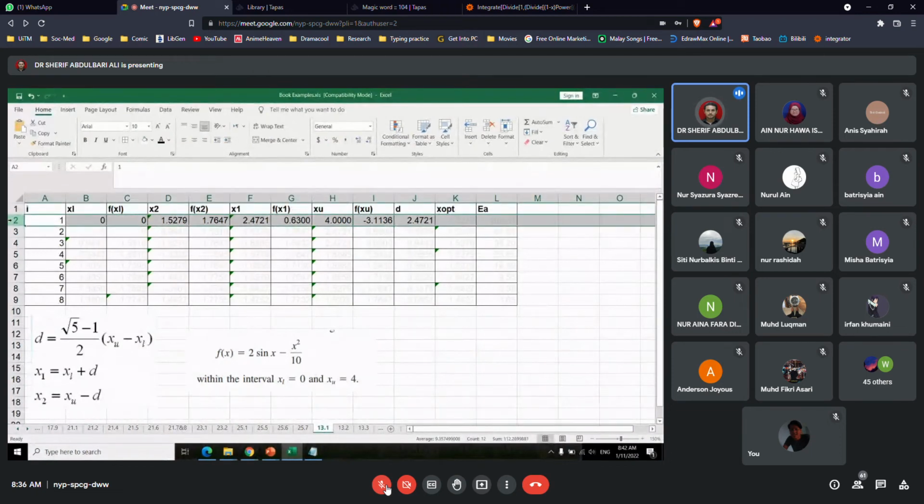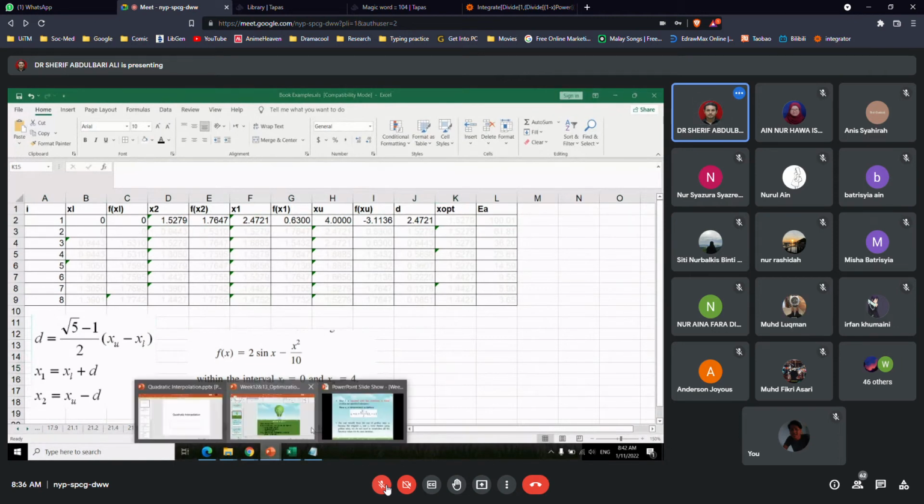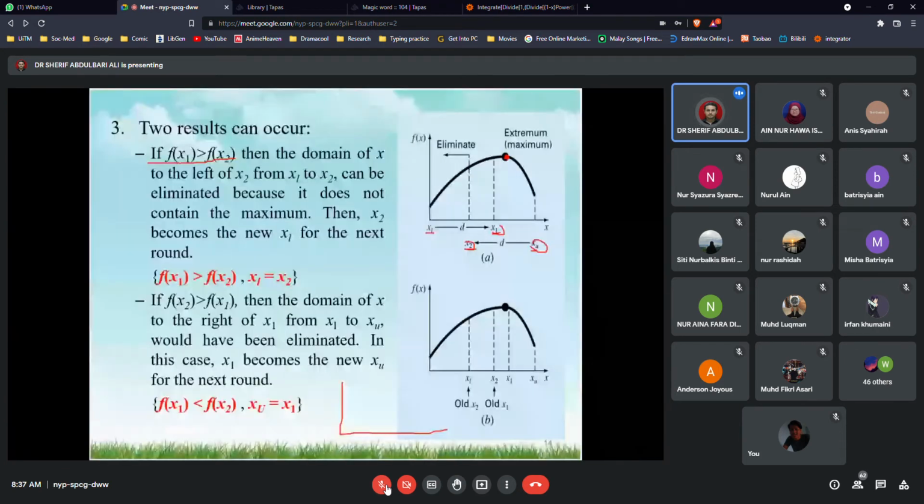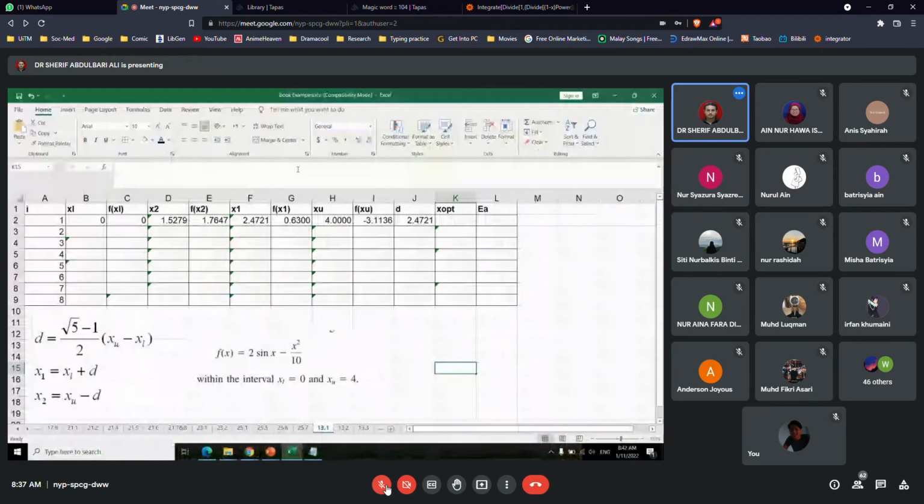Okay, so now what are we looking for? Iteration number one is already done, finished. So now how will I go for the next iteration? For the next iteration, I need to look at these values here. As I told you, it depends on whether the function of x1 is greater or less than the function of x2. In my case here, function of x2 is 1.7 and function of x1 is 0.6. So that means function of x2 is greater than the function of x1.